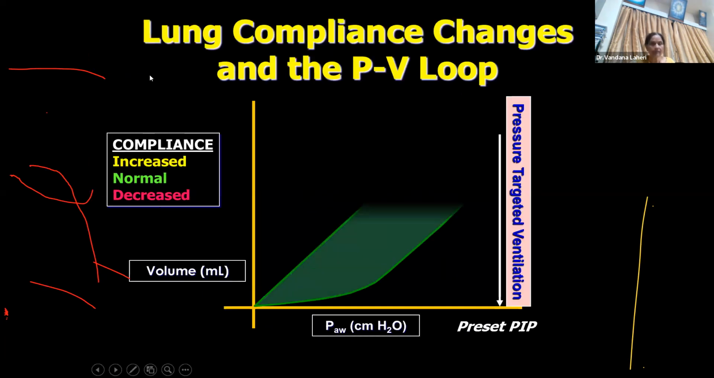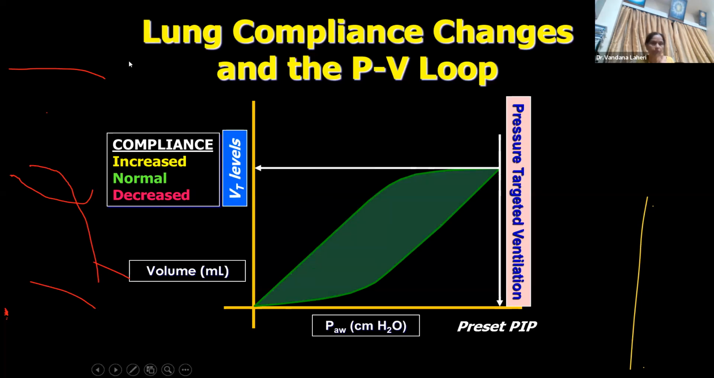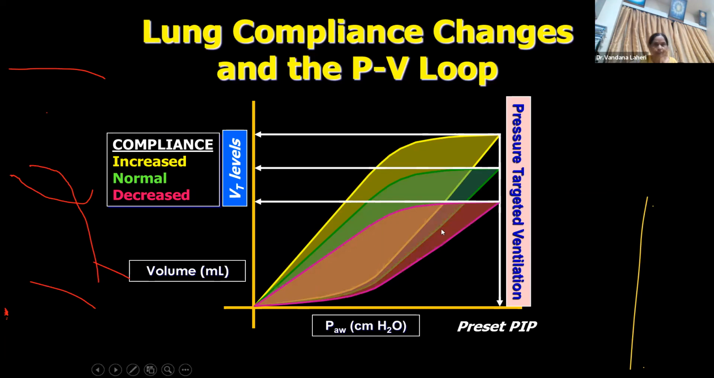Now let us see here three types of curves. This green one is normal. Can you see this is decreased compliance? This is increased compliance. Okay.